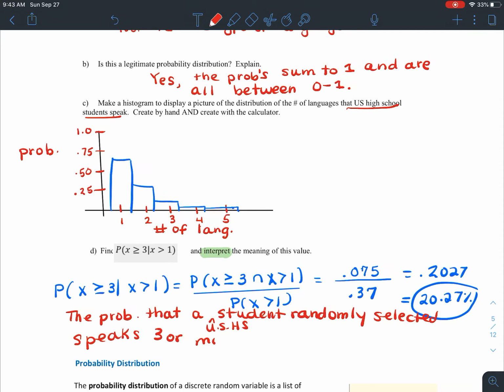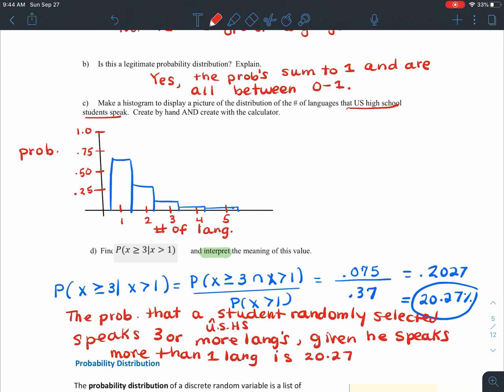randomly, I should say a U.S. high school student, randomly selected, speaks 3 or more languages given he speaks more than one language is 20.27%. Okay, that would be our interpretation there.